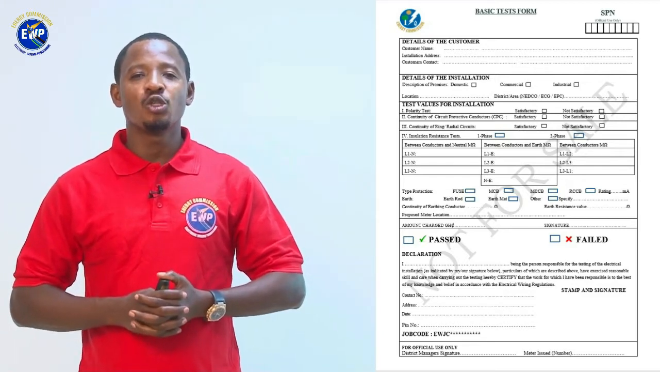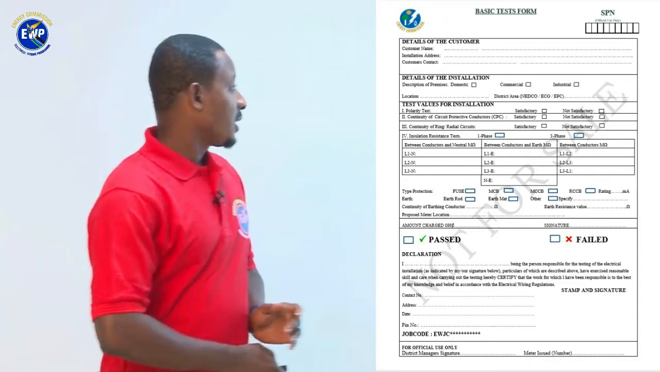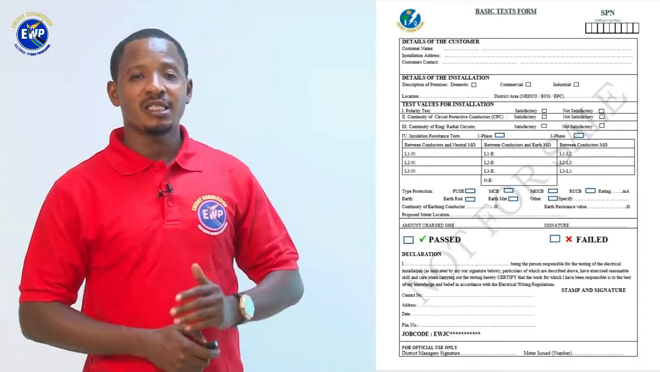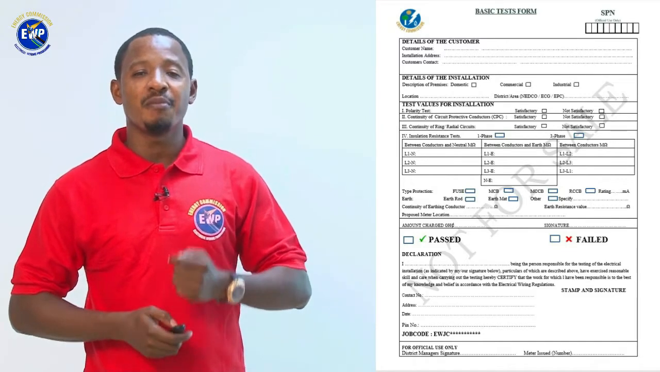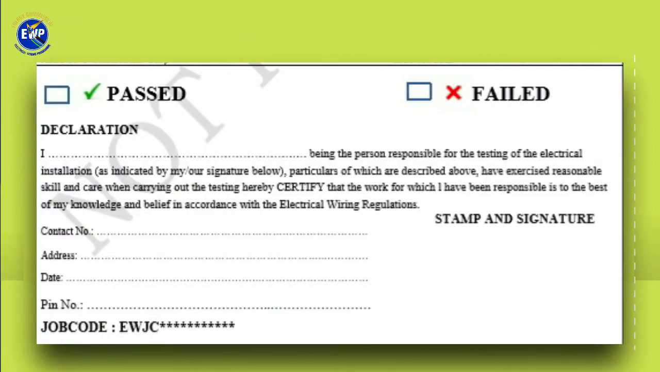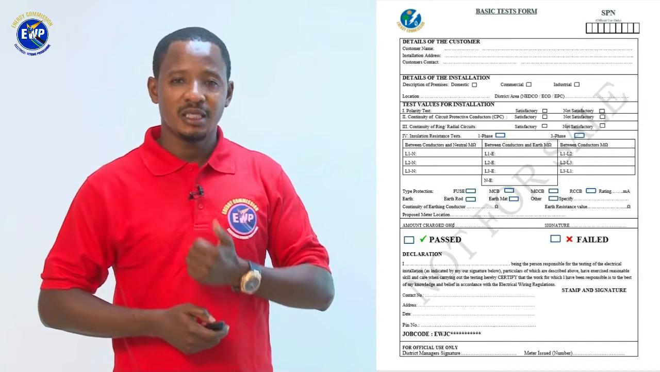Amount charged. The inspector is supposed to indicate the amount that the CUWP has paid him for his service, and then the customer will sign against it accordingly. Now, after going through the inspection and test process, if the inspector is satisfied that the facility meets the minimum requirement of the law, he passes the installation. Otherwise, he fails and recommends remedial actions to be taken.